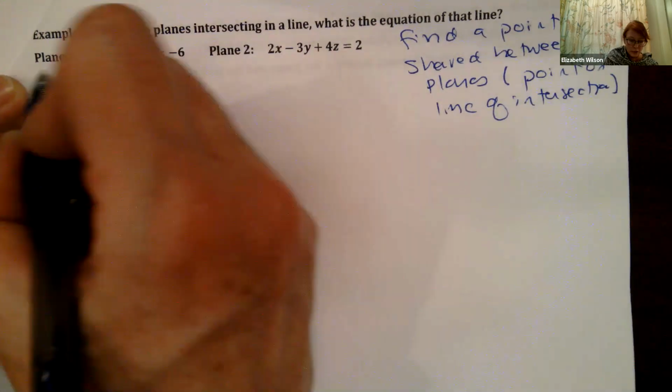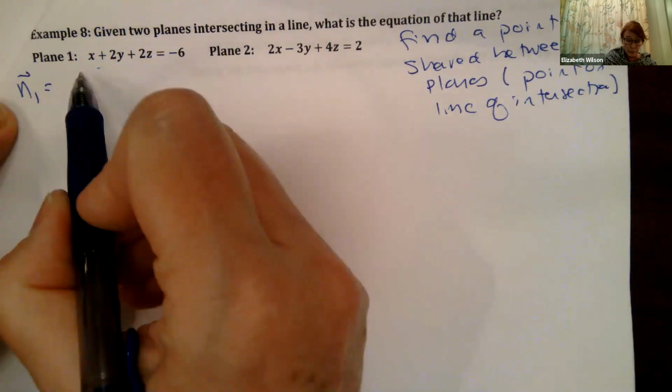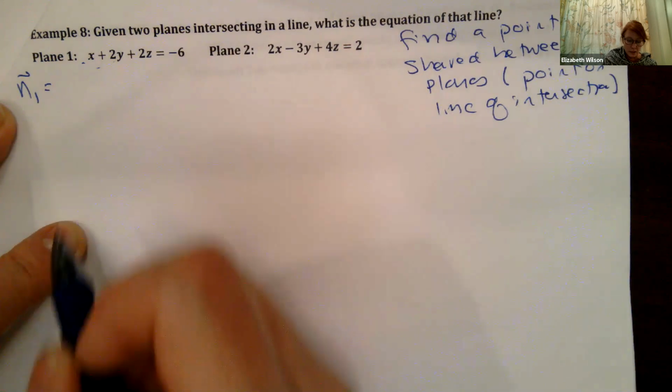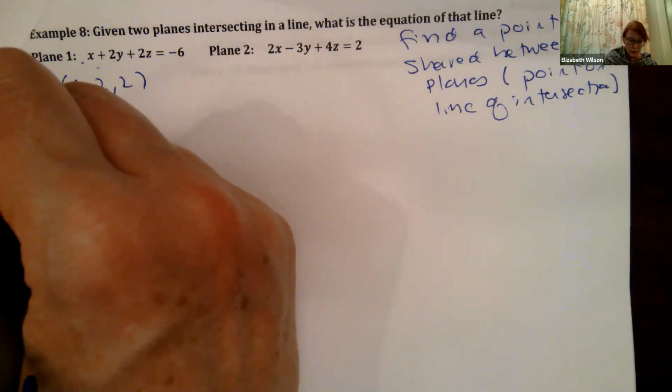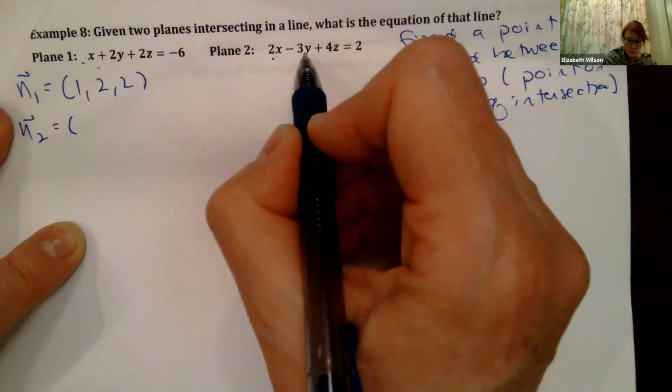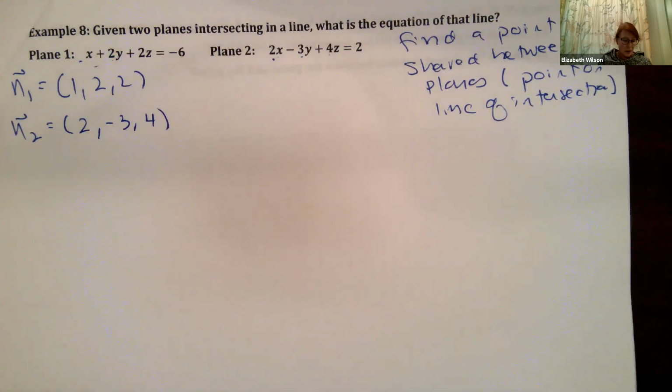So the first thing I'm going to do is extract out the normals to each plane. My normal for plane 1, the coefficients of x, y, and z, is 1, 2, and 2. My normal for plane 2 is 2, minus 3, 4. So I've got my two normals.